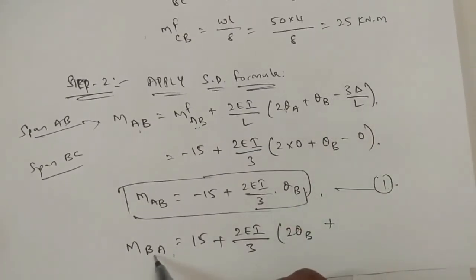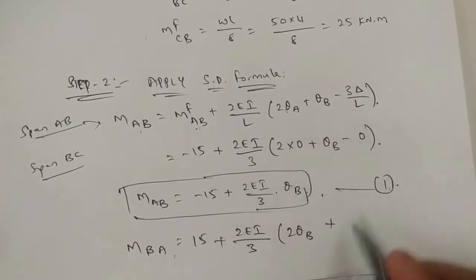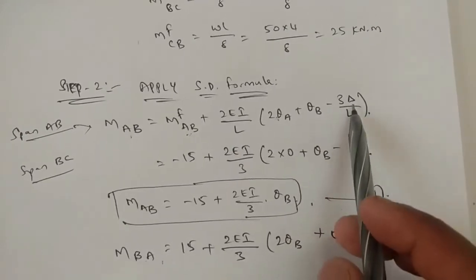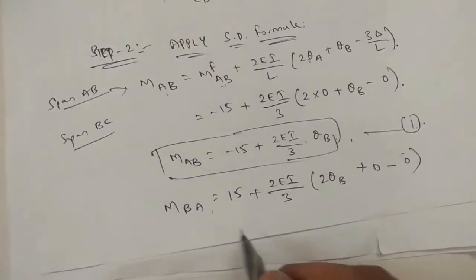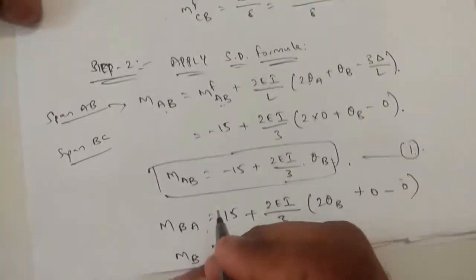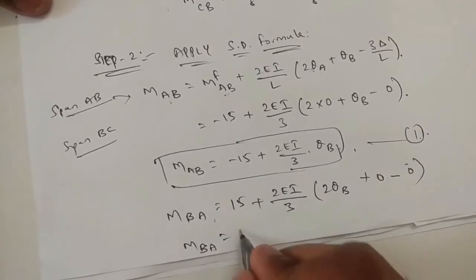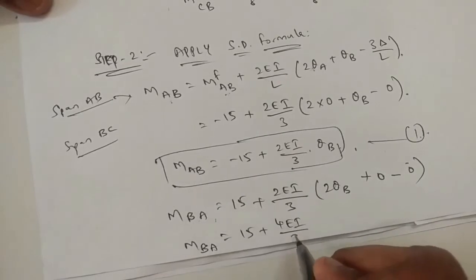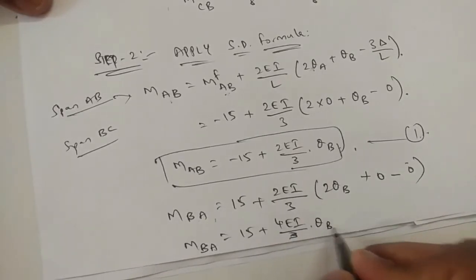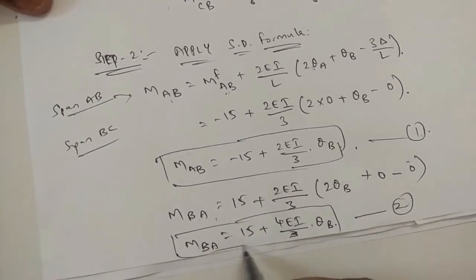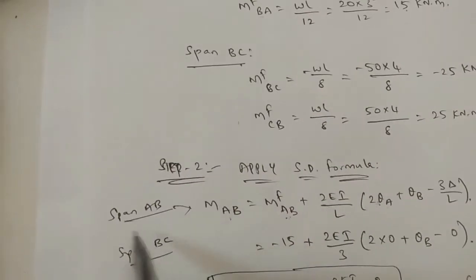Here in MBA we will have theta A. Theta A value is 0 minus 3 delta by L. This 3 delta by L, no sinking of support is given, that's why 0. So simplifying, I will get MBA equals 15 plus 4EI by 3 into theta B. This will be my second equation. Okay, now I have completed span AB.